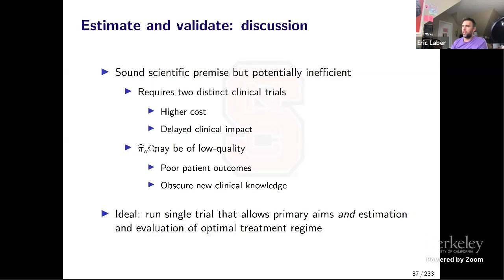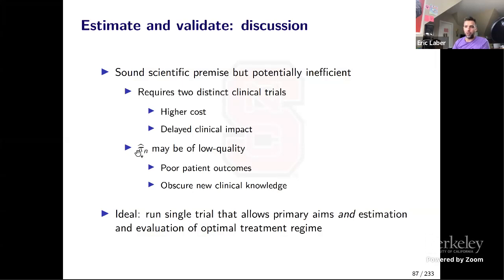And another issue is that pi hat may be of low quality. This is a concern, not just in the medical world, but in any RL problem. So we didn't size a trial to ensure that pi hat would be near optimal. And so what can happen is that because we didn't power the first trial, pi hat may be low quality, and so we don't run the follow-up trial. And so we miss out on personalization. And so that's bad for patients.